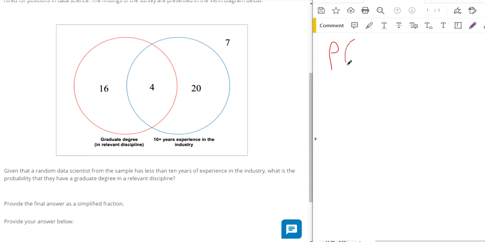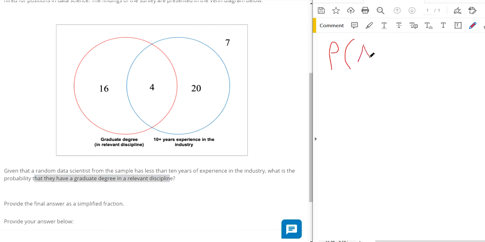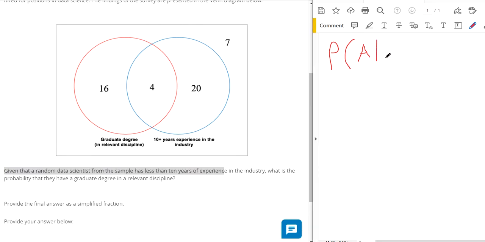We're asked for the probability of, and let's just call the red circle A, let's call the blue circle B. We want the probability that they have a graduate degree in a relevant discipline. So that's the probability of the red circle, the probability of event A, given, and they said up here, given that the data scientist has less than 10 years experience, given B complement.